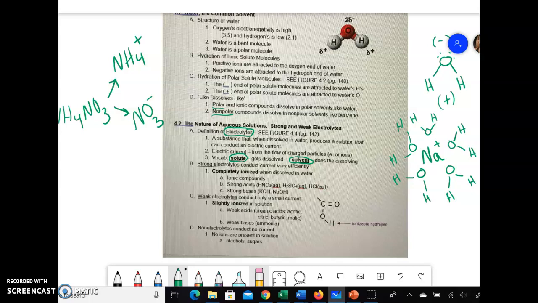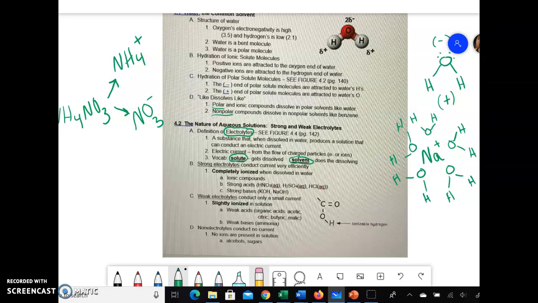So if you have solid table salt sitting on the table, it's not really going to dissolve. It's not going to conduct electricity because those ions can't flow. They're just stuck next to each other. But once you dissolve them into water, now you've got those charged particles and they're flowing. And that's why it can conduct electricity when the salt is dissolved in water.